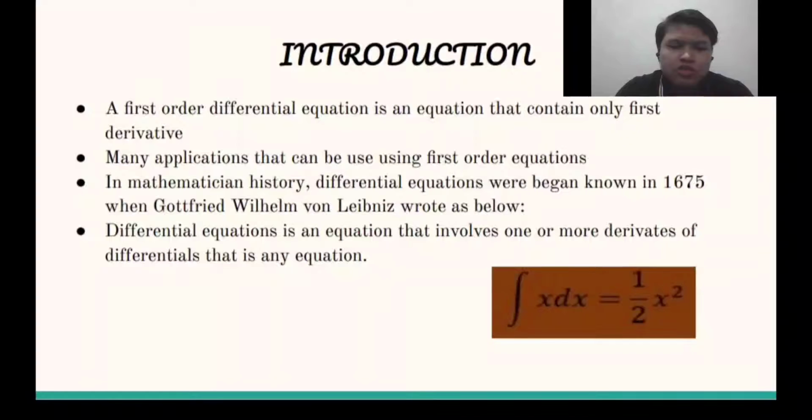In the history of mathematics, differential equations began to be known in 1675 when Gottfried Wilhelm von Leibniz wrote the equation shown below. In general, a differential equation is an equation that involves one or more derivatives or differentials. It is also defined as an equation containing the derivatives or differentials of one or more dependent variables with respect to one or more independent variables.